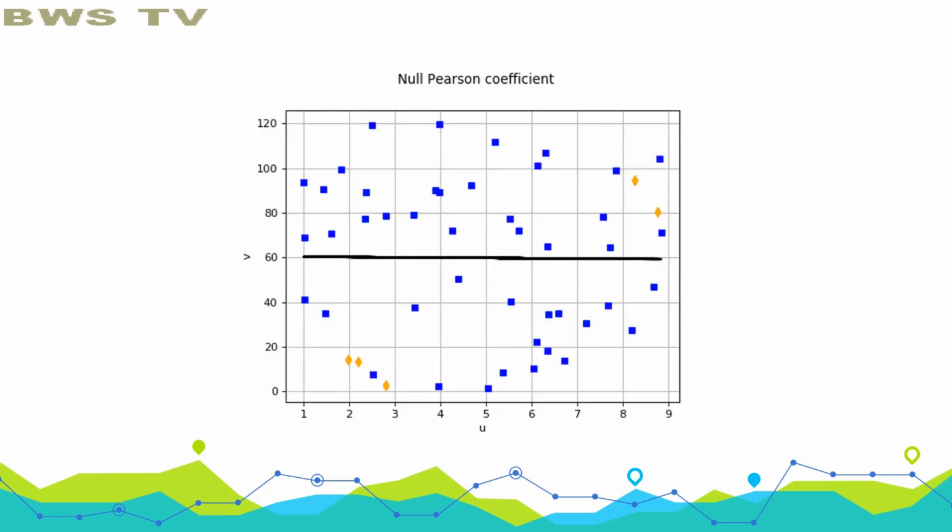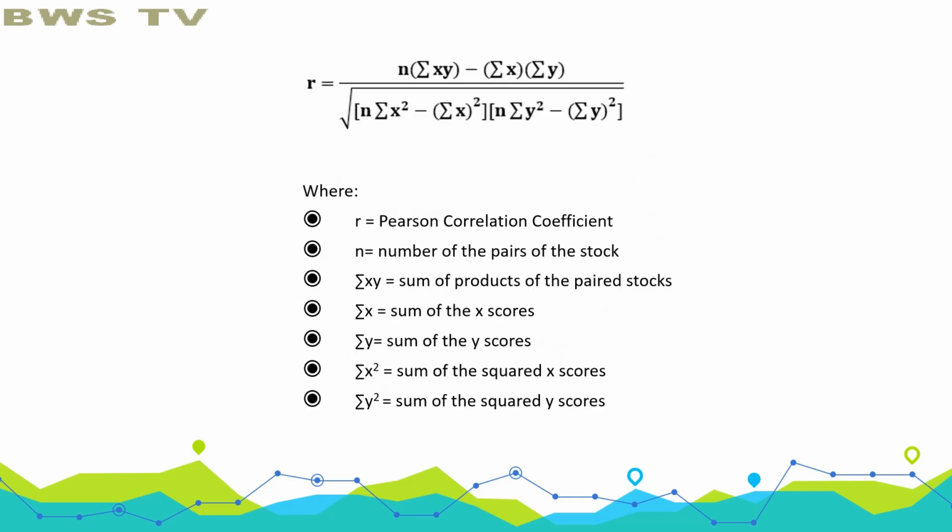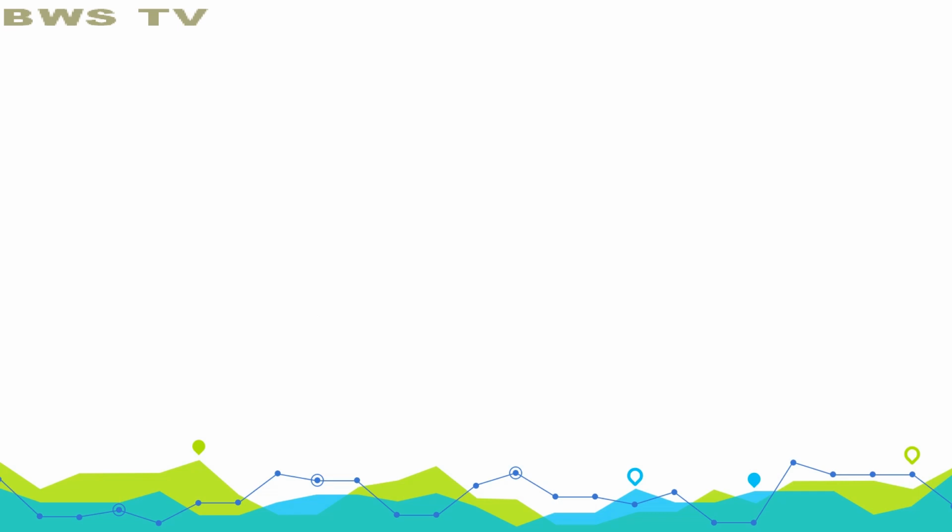Here is an example of null correlation. It means that for every increase, there isn't a positive or negative increase. In simpler words, the two variables aren't related in any way. Now here is the formula of Pearson's R. Now let us show you how to use the Pearson's R with examples.